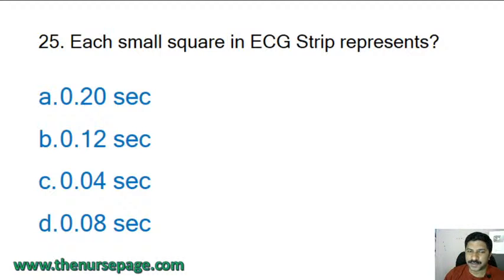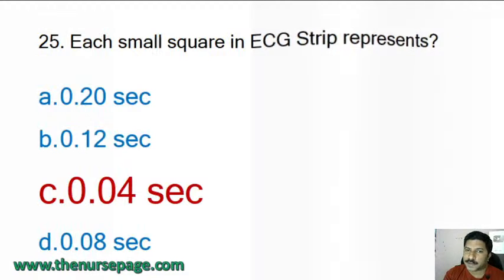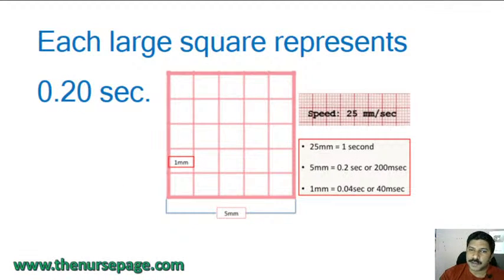Okay, I think this is also an easy question. Correct answer, option C, that is 0.04 seconds. The smallest cell in the ECG represents 0.04 seconds. Normally the ECG speed is 25 millimeters per second. That is, 25 millimeters equals 1 second. If the speed is kept at 25 millimeters per second, it means 25 millimeters are traveled during 1 second.